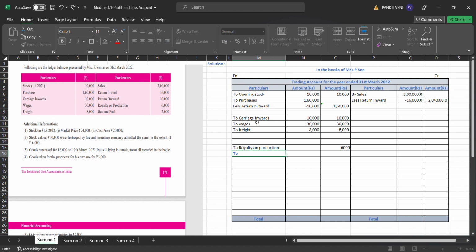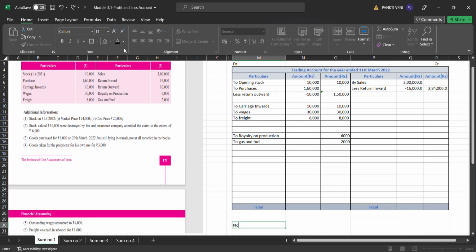Then gas and fuel is 2,000. Done. Then we have closing stock on 31st March 2022. I am here on the adjustment part, market price or cost price. So whichever is less that we take.